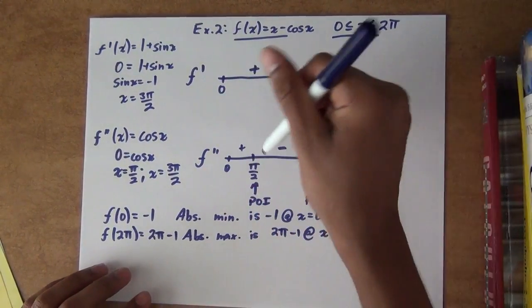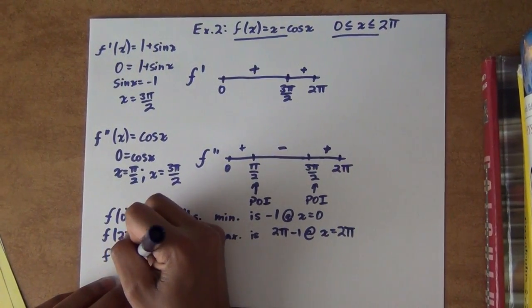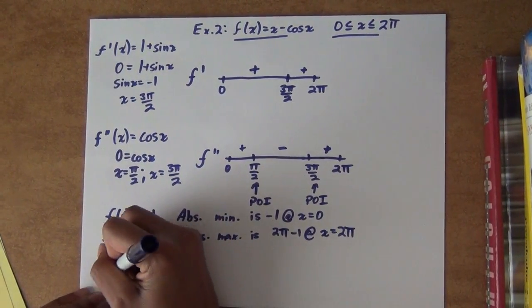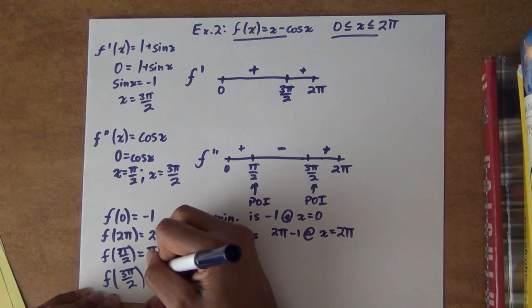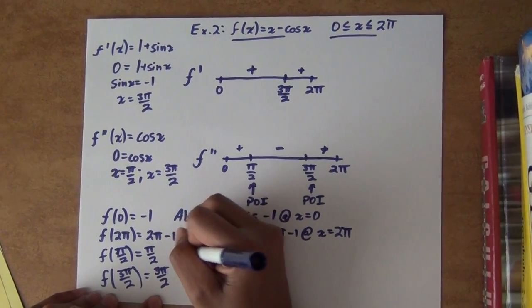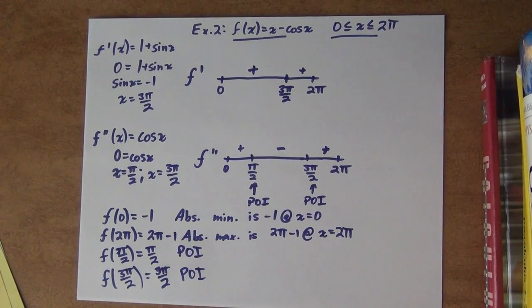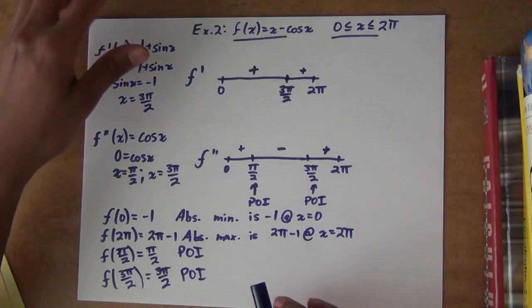And then now we can look at our points of inflection. So f of pi over 2 is pi over 2, and f of 3 pi over 2 equals 3 pi over 2. So that's a point of inflection at x equals pi over 2, and a point of inflection at x equals 3 pi over 2. So now use this information just like the previous example to draw out the graph.